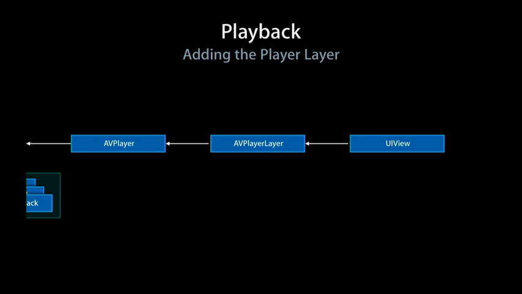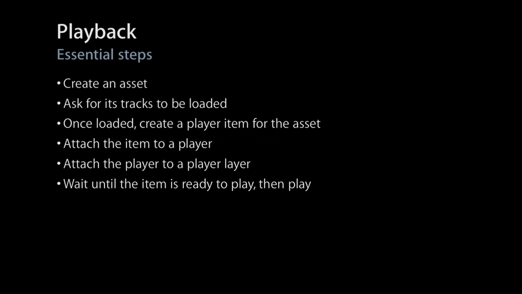So now our picture of playback classes is complete, but what do we actually need to do to cause playback to happen? There are 6 steps. Create the asset, ask it to load its tracks, then create a player item. Attach that to a player, attach the player to a layer, then when the item is ready to play, play it. So let's look at each of these steps in turn.